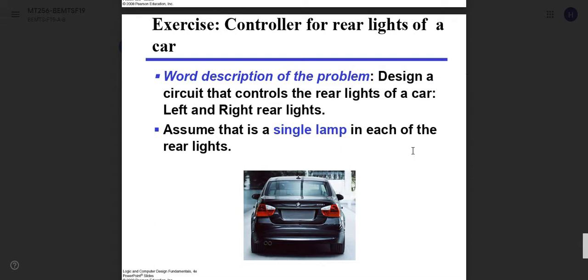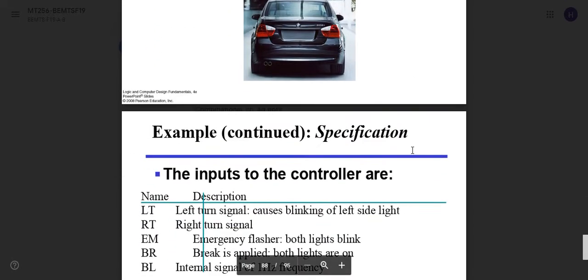As we have a given description, we need to design a circuit that controls the rear lights of a car. As we know, we have two rear lights, left and right light, and we need to assume that there is a single lamp in each of the rear lights.